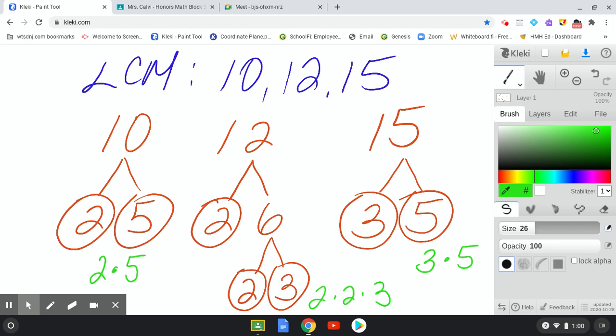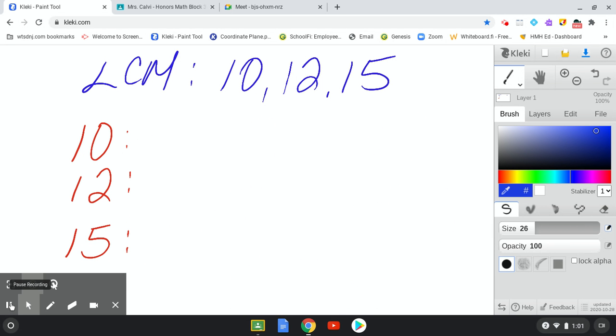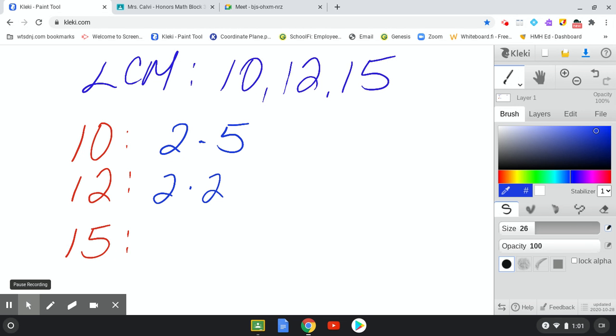All right, so I'm just going to erase and rewrite. My prime factorization for 10, we ended up coming up with 2 times 5. My prime factorization that I had for 12 was 2 times 2 times 3. And my prime factorization that I ended up having for 15 was 3 times 5. Okay, so this is what we're going to do to find the LCM.